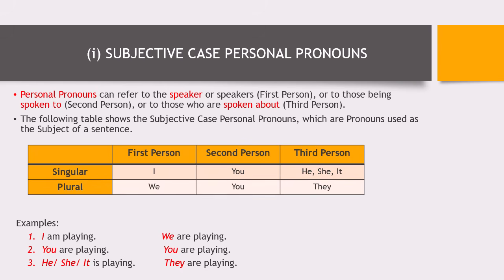Examples: I am playing, we are playing. I is singular, we is plural. You are playing, you are playing. You is singular, you is plural. He, she, or it is playing, they are playing. He, she, or it is singular, they is plural.